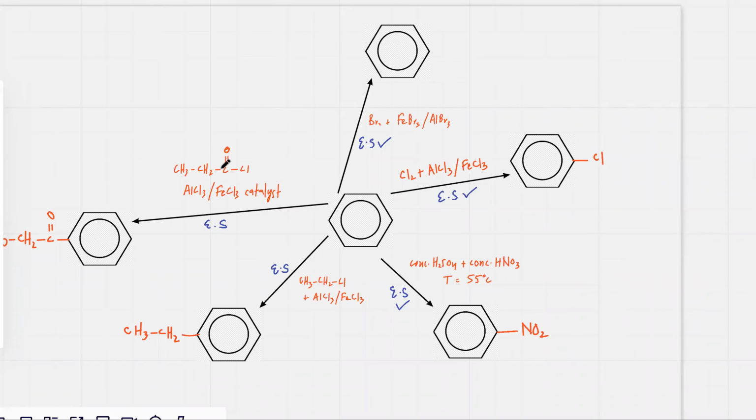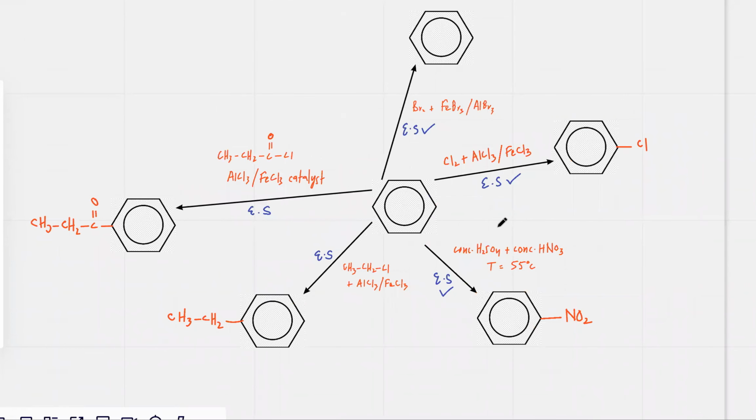So these were the reactions that we had done for benzene in the last class. We had reviewed them, and we had talked about electrophilic substitution. All of them were electrophilic substitution. Most importantly, you had bromination, you had chlorination, and you had nitration of benzene.